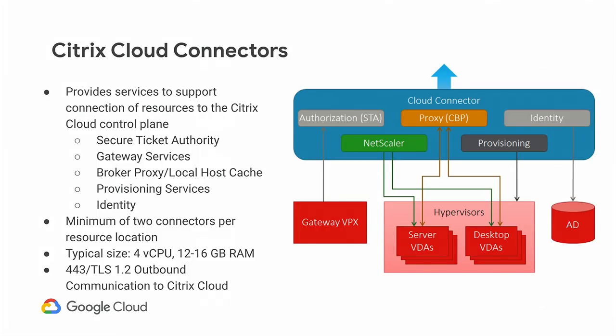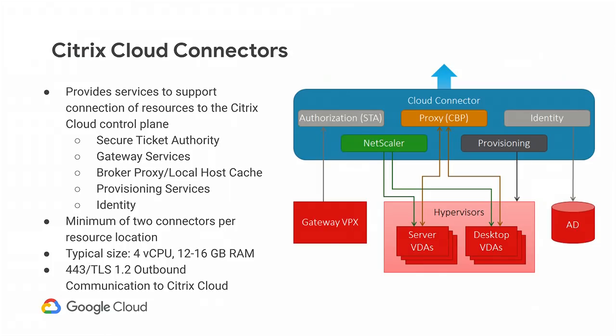Brokering's primary function is just to make sure that users are getting access to the resources they need, as well as provisioning services, and we'll talk a little bit about machine creation services later, which allow us to do single instance management and managing the identity. So Citrix does not maintain the customer's Active Directory in our control plane. The customer maintains that on their own resource location, and the identity service within the connector will manage that.